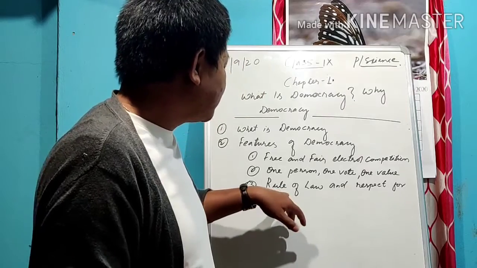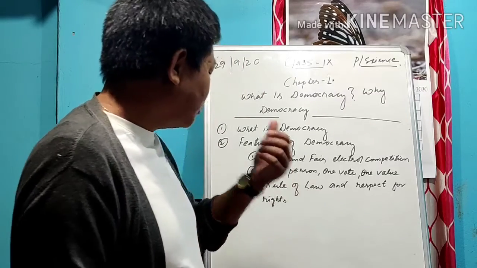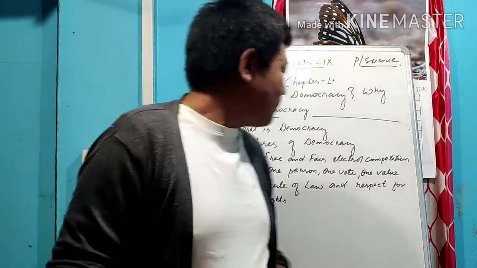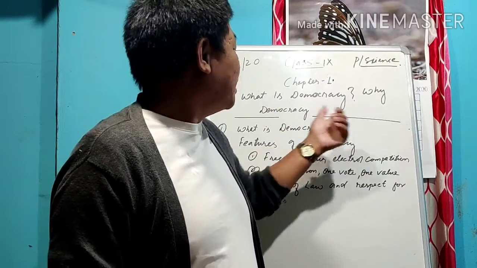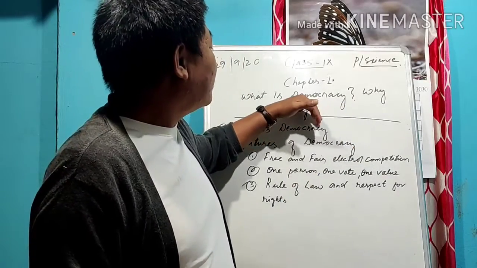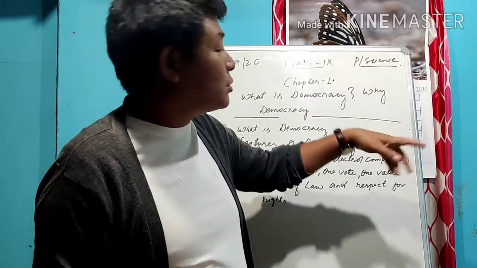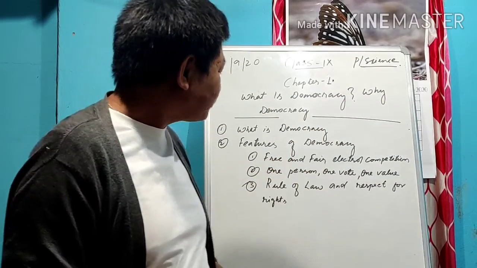The next is the rule of law and respect for rights, and it will be the last topic for today's session. In the next session I will go to the remaining topic of this chapter, that is what is democracy, why democracy. So till now we have covered what is democracy, and the next session will go to why democracy.